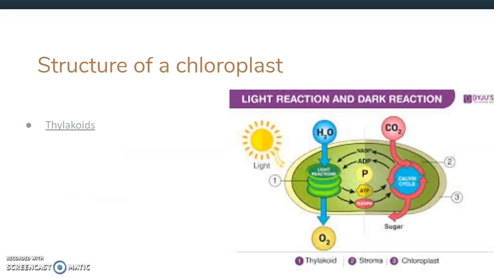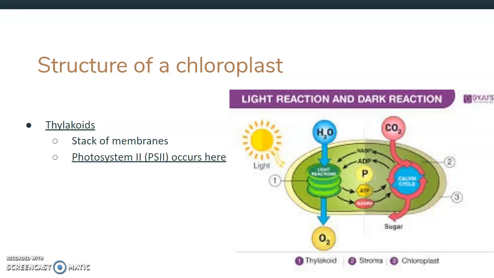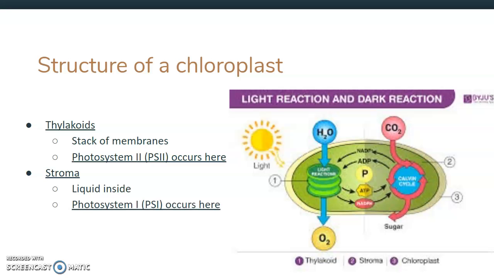One last thing I want to talk about for today is the structure of our chloroplast. So we have thylakoids, which are a stack of membranes, and this is where photosystem 2 occurs. Our photosystem 2 and photosystem 1 are parts of our light-dependent reactions. And then we have the stroma, which is the liquid inside, and this is where photosystem 1 is. So we're going to learn about the very specific steps of how each of these work, but I think it helps to understand the chloroplast as a whole.